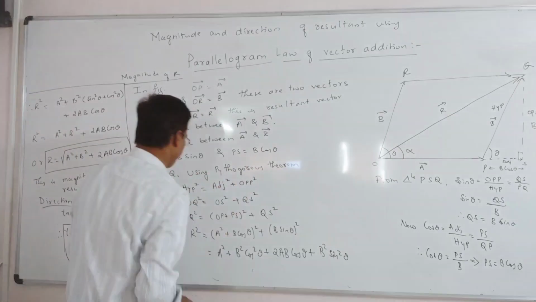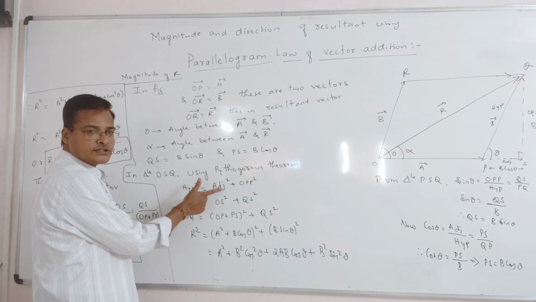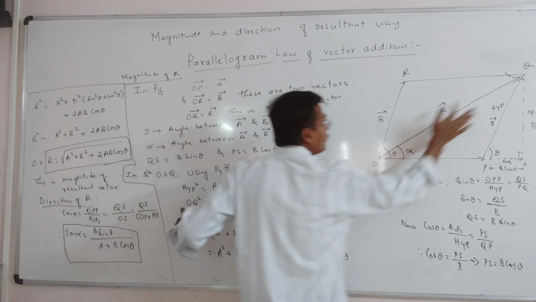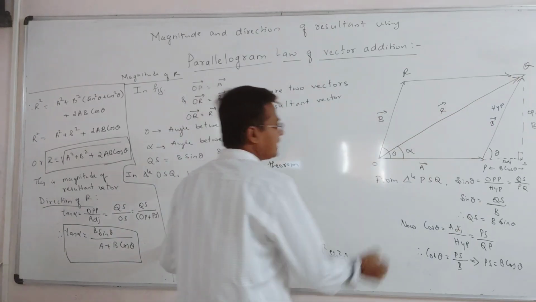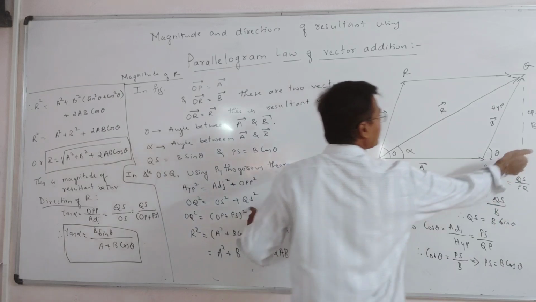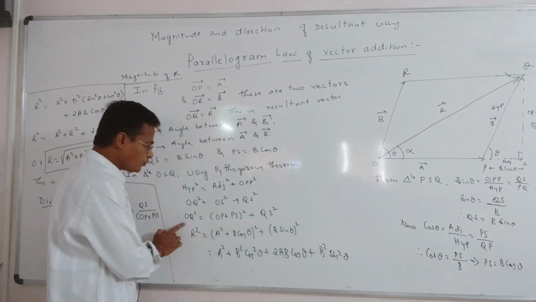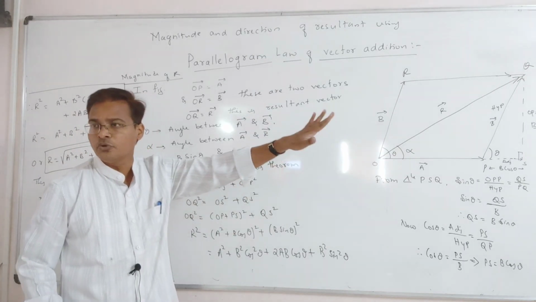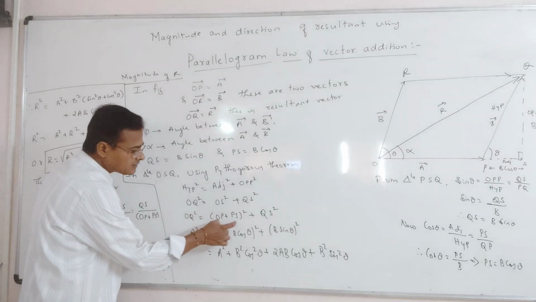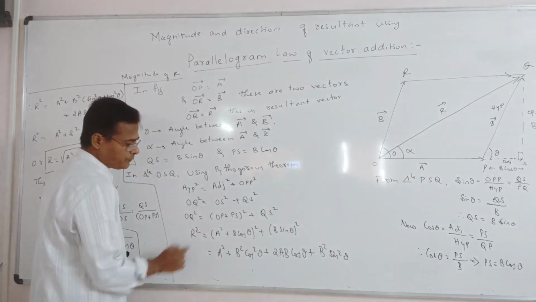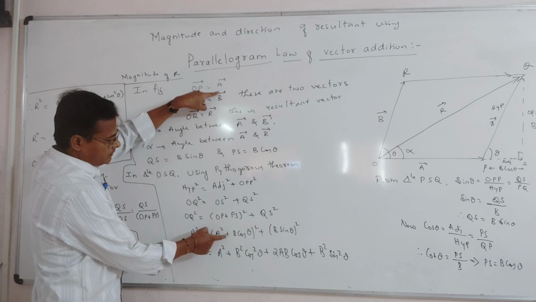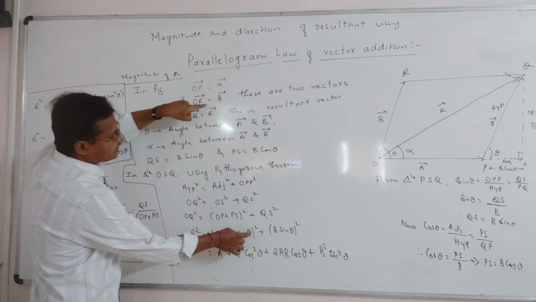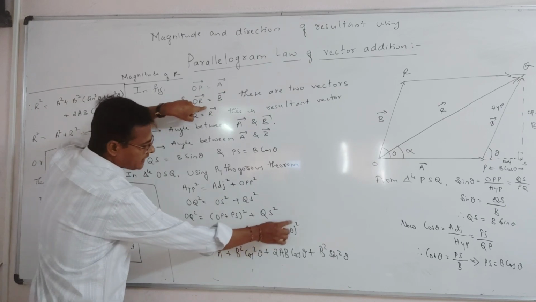Using Pythagoras theorem, hypotenuse square equal to adjacent square plus opposite square. Hypotenuse square is OQ square. OQ is the hypotenuse. OS is the adjacent. QS is the opposite. So OQ square equal to OS, which we have extended O to P, P to S. Two values are different. So OP plus PS whole square plus QS square. OP is A, so this is A plus B cos theta whole square plus B sin theta whole square.